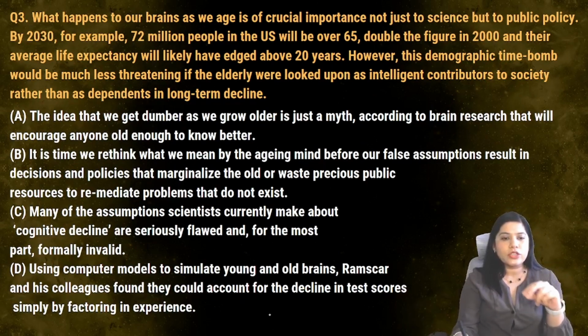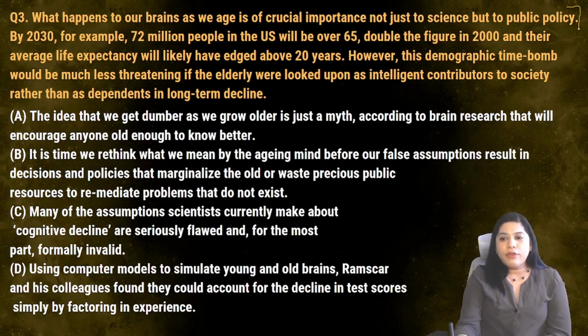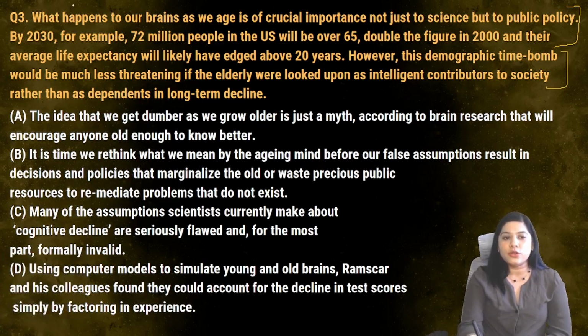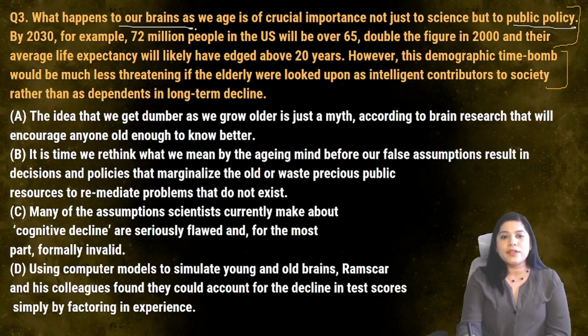Now let's solve question number 3. Okay. See, this particular paragraph is divided into two parts. First part talks about a problem, whereas second part talks about the solution. What happens to our brains as we age is of crucial importance, not just to science but to public policy. So what happens to our brains as we age is important for public policy.